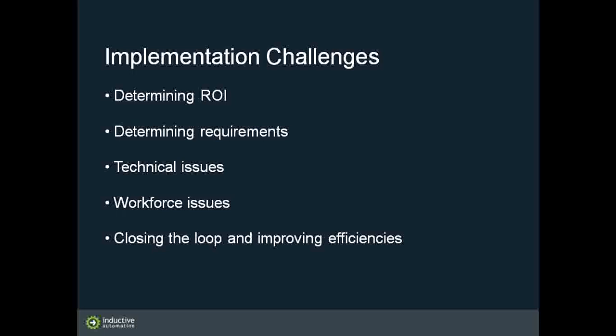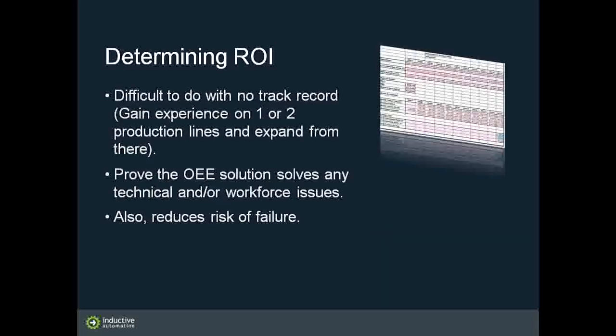So some of the things I'm going to talk about are determining a return on investment and determining requirements, what your company really needs. There are all kinds of different processes and company requirements, so we'll talk about that a little bit. Technical issues, workforce issues, and then actually closing the loop to improve the efficiencies, which is the bottom line, why you would be implementing an OEE downtime system.